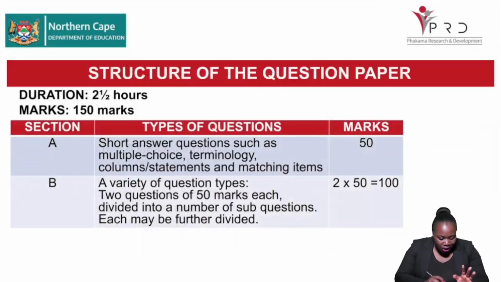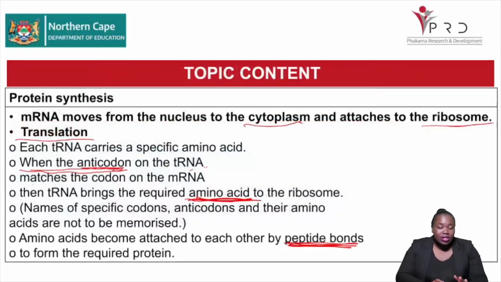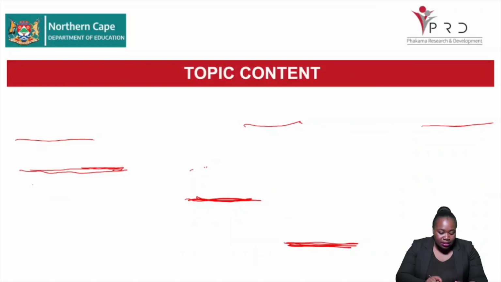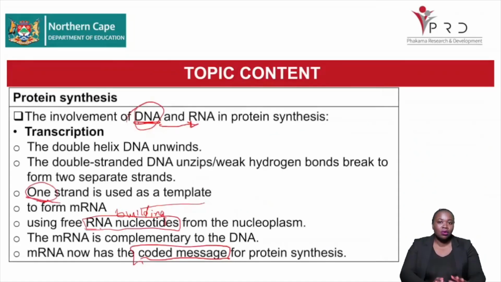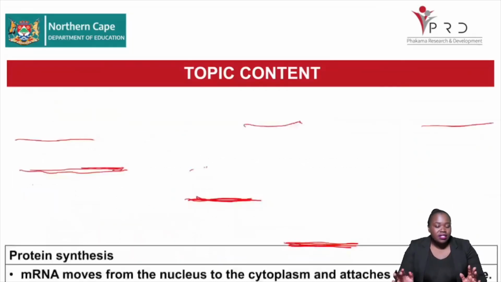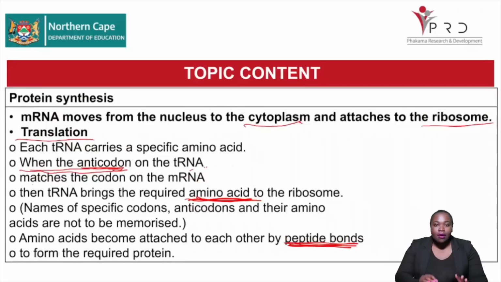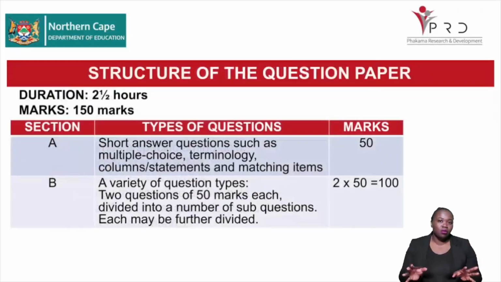However, this is just how you should be able to describe both translation and transcription. If you just write this down and you learn this, then you know how to describe the whole process of protein synthesis. So this is the description of transcription, and here we have the description of translation. We are still going to look at this in a lot more detail so that we can understand everything.